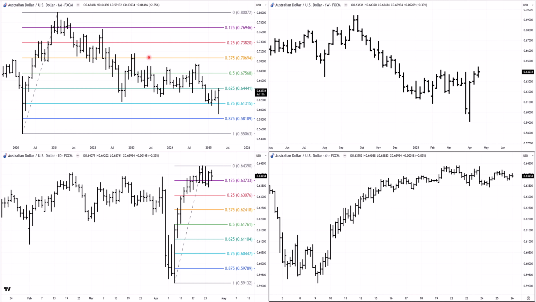I did try 6 screens for a while. I found personally, and everyone's different, but I found personally that 6 screens was a little bit too much information, a little bit too noisy. I'm happy to look at this on the big picture. I've got my monthly on the left and my weekly on the right, and then daily at the bottom and 4-hour over here.